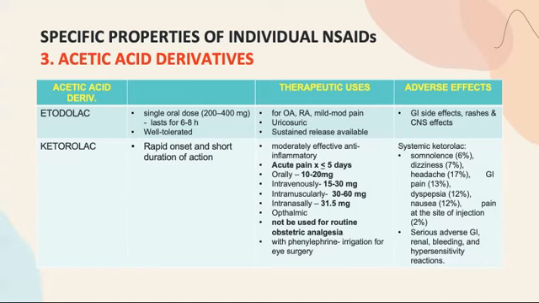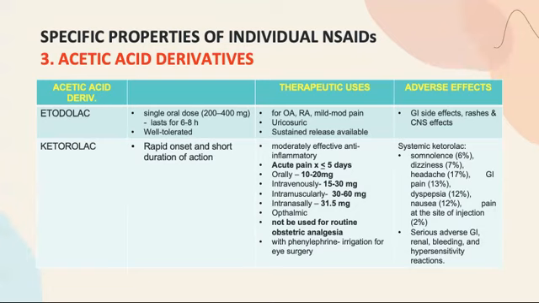Ketorolac has a rapid onset of action and a short duration of action. It is widely used in post-op patients, but it should not be used for routine obstetric analgesia. Topical ophthalmic ketorolac is approved for the treatment of seasonal allergic conjunctivitis and postoperative ocular inflammation. Ketorolac in a fixed dose combination with phenylephrine is indicated as an irrigation during cataract or intraocular lens replacement surgery to maintain pupil size, prevent miosis, and reduce post-op pain.